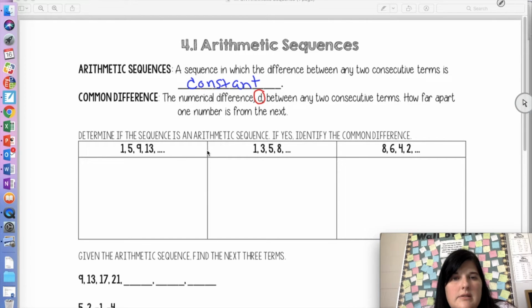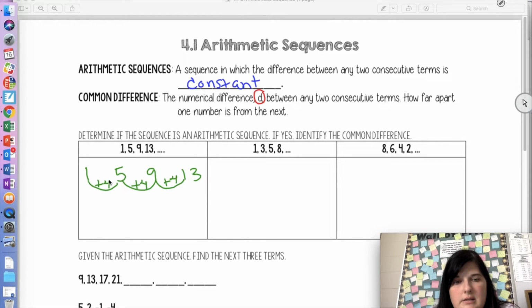Determine if the sequence is an arithmetic sequence, and if yes, identify the common difference. What I like to do is spread out the numbers so that you can see what the difference is. So going from 1 to 5 to 9 to 13. From 1 to 5, that's adding 4. From 5 to 9, that's adding 4 again. And from 9 to 13, that's adding 4 again. So this is consistent. That's a constant adding 4 every time. So yes, it is an arithmetic sequence, and then your common difference would equal a positive 4.